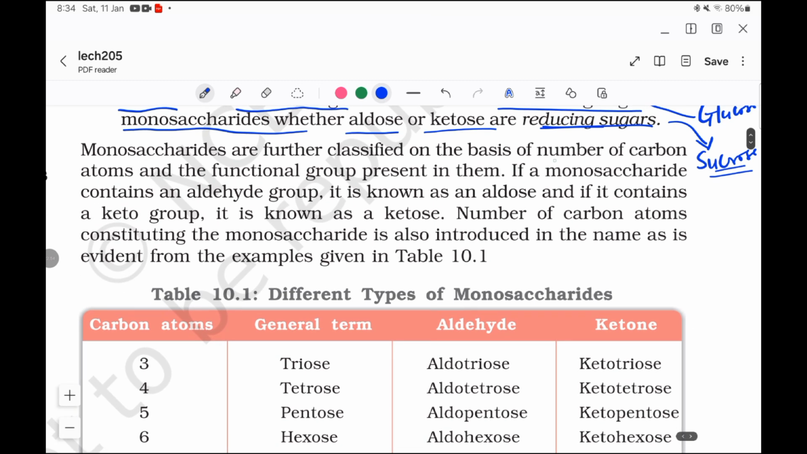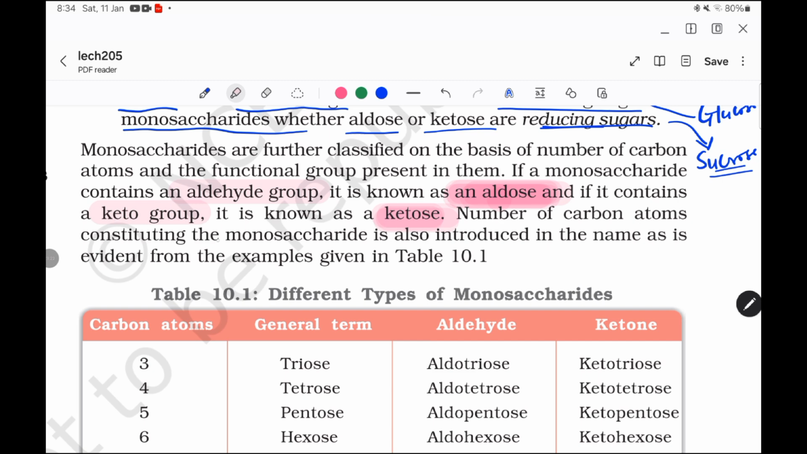Monosaccharides are further classified on the basis of the number of carbon atoms and the functional group present in them. If a monosaccharide contains an aldehyde group, it's known as aldose. This definition is important here. So what is aldose? Aldose is a monosaccharide which contains an aldehydic functional group, and if it contains a ketonic functional group, children, it's called ketose.